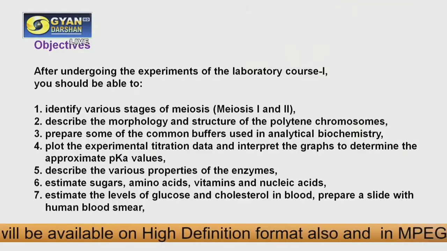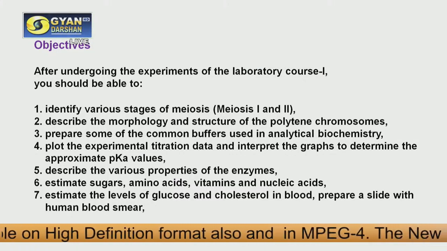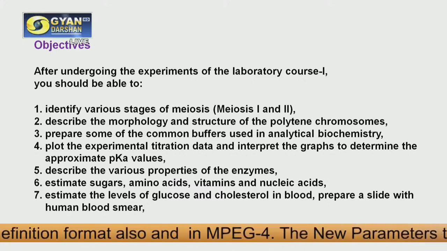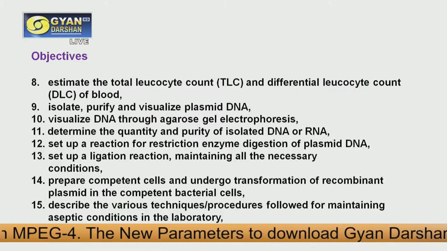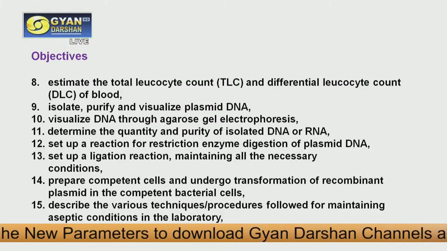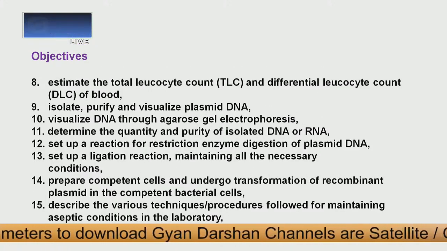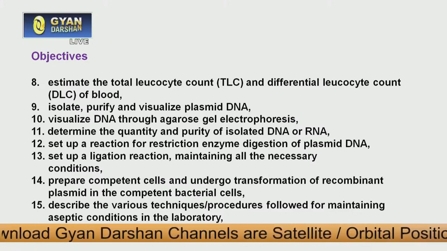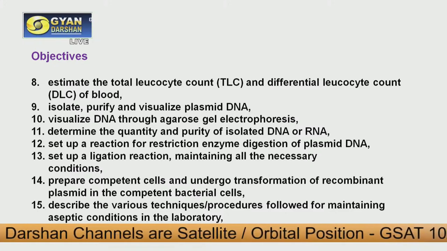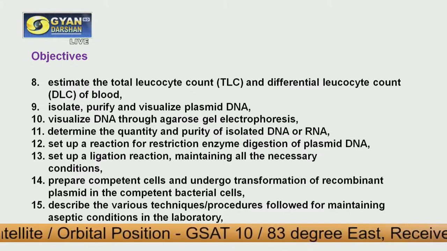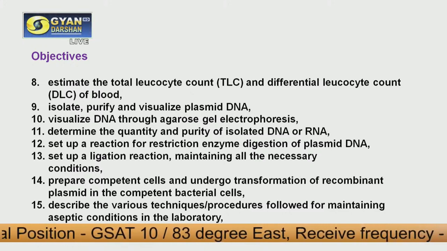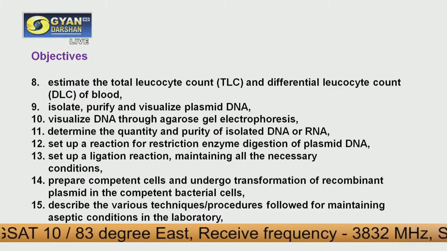Describe the various properties of the enzymes, estimate sugar, amino acid, vitamins and nucleic acid, estimate the level of glucose and cholesterol in blood, and prepare a slide with human smear. Estimate the total leukocyte count and differential leukocyte count. Isolate, purify and visualize plasmid DNA. Visualize the DNA through agarose gel electrophoresis.